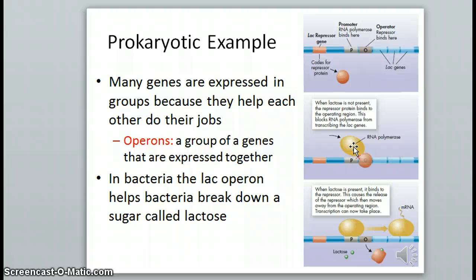But let's change the game. Victory, those stinking little bacteria made it into the milk carton.